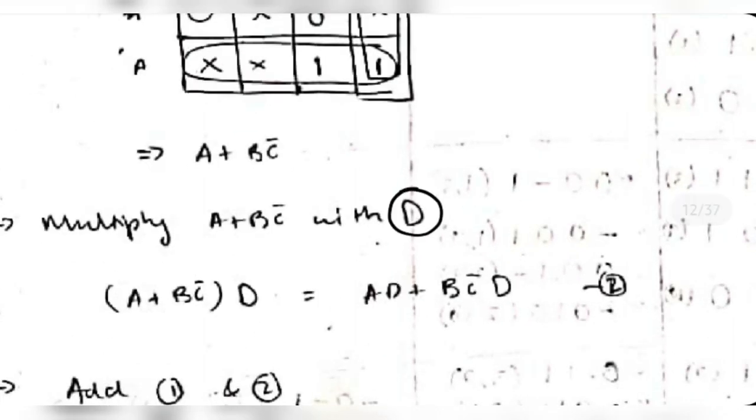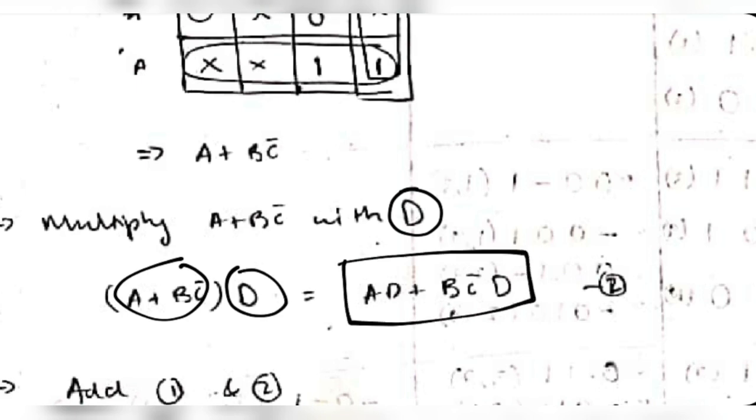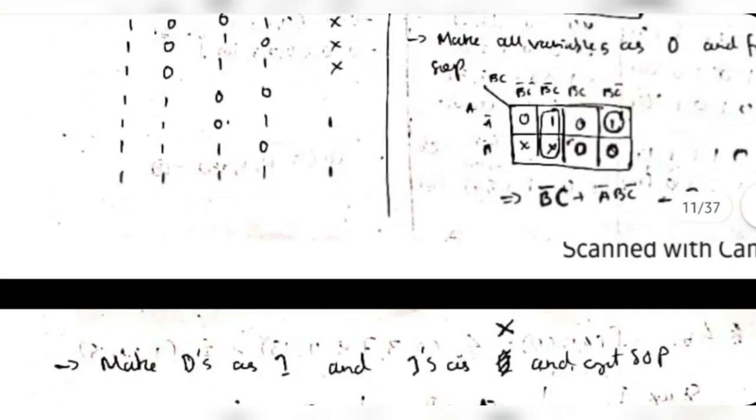Make this one pair and this one pair. So you will get the equation here, and then what you are supposed to do is multiply this equation with d. So this equation will be there, multiply with d, and you will get this final equation here. Then your last step is to add this equation with this one.